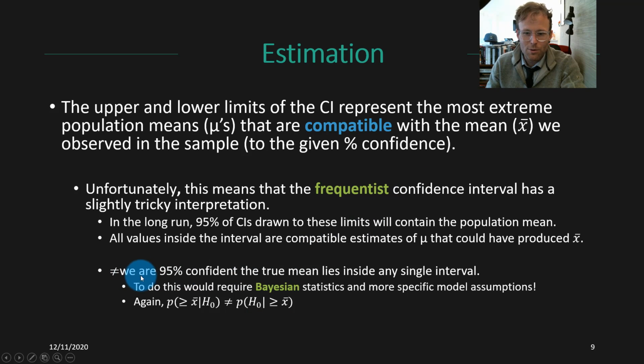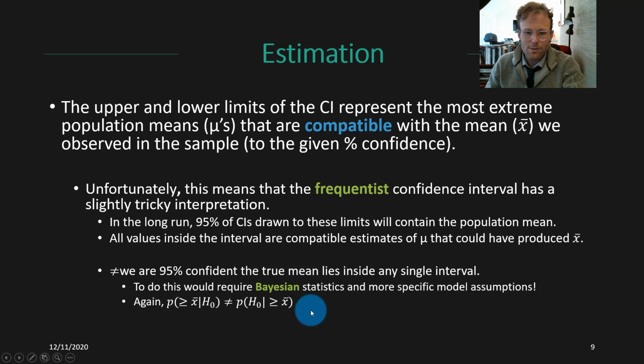But the thing we definitely want to avoid is feeling like we are 95% confident the true mean lies in any given interval. Now, again, this contradicts the frequentist definition up here, right? Where we're not saying that it's 95% confident that it lies in the interval. We're saying that 95% of intervals will contain the true mean. And those are subtly different, but importantly different statements, right? Because if we wanted to say we were 95% confident that the true mean lies inside a particular interval, that's again going to require Bayesian statistics with more specific model assumptions.